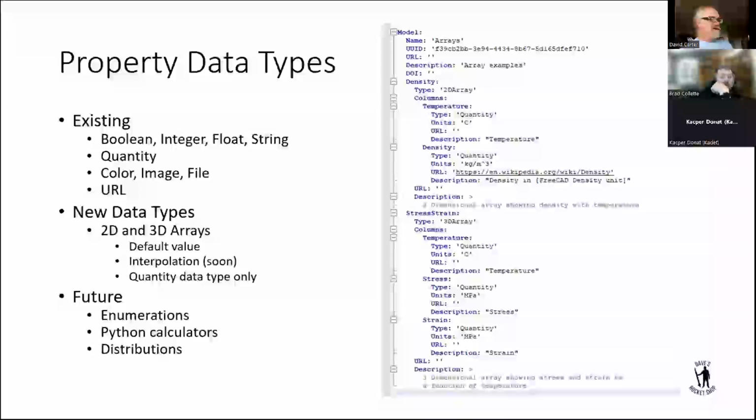An image or a file. Now, the image in this case is still just a path to an image file. It does not have the embedded capability at this point, but that's something that may not make it into this version, but certainly would be a future development to allow that embedding. And of course, a URL. There are some new data types that are introduced in this version, and they are 2-dimensional and 3-dimensional arrays.